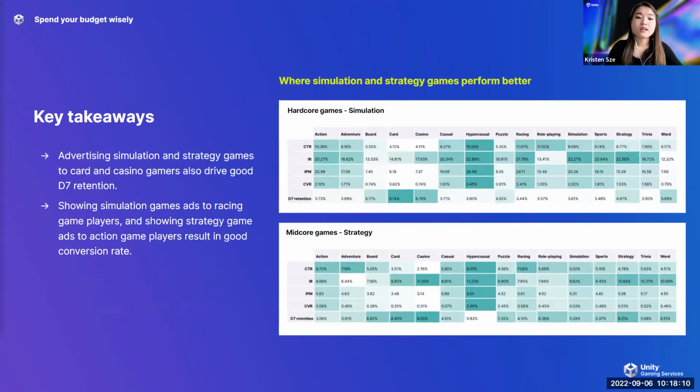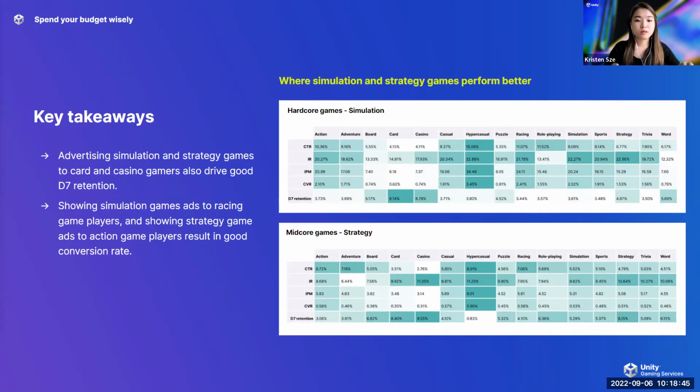Much to our surprise, card and casino game players who installed simulation and strategy games from seeing an ad also tend to have good retention. And a good proportion of racing gamers converted on simulation game ads, while action gamers also converted on strategy game ads. This gives game developers an interesting segment to work with in terms of user retention. Games from different genres typically don't block each other's ads because they're not considered direct competition. Meanwhile, you still have a chance to get good quality installs from these genres.